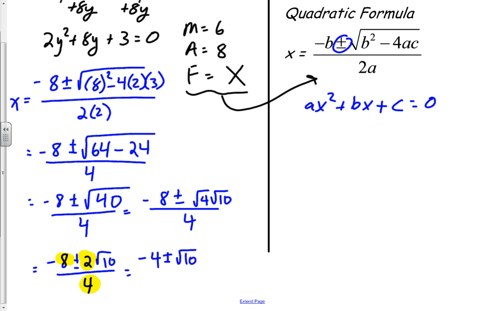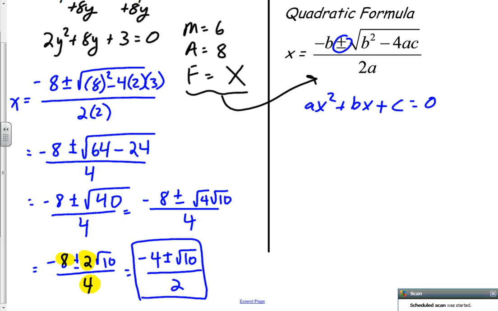So I'm not even going to write it. I could write a 1, it doesn't matter. And a 2 out of 4 is 2. And that's it. That is my answer. And you see, that is actually 2 solutions, believe it or not. You got a negative 4 plus root 10 over 2 and a negative 4 minus root 10 over 2. So that's a perfect example of the quadratic formula and when you might need it.